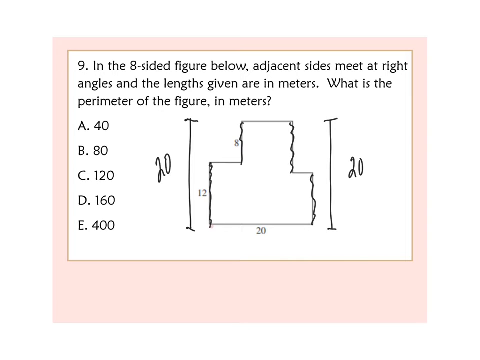Really similar on the bottom. The entire bottom is 20. And if you look, I have a piece here, a piece here, and a piece here that make up the exact same length. So that top section added all together is also 20. And so when I add those together, I have 20 on the left, 20 on the top, 20 on the right, 20 on the bottom. In total, that gets me 80.